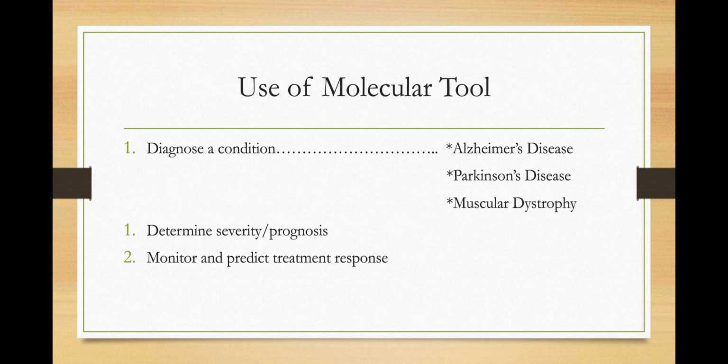Before continuing to outline the process that occurs when doing an immunohistochemistry assay, there are multiple different uses for the process that are important to outline. First, it can be used for the diagnosis of a condition, such as Alzheimer's disease, Parkinson's disease, or muscular dystrophy. Immunohistochemistry can also be used to determine a prognosis for a specific disease and to measure and predict how the individual is responding to a treatment for a disease.